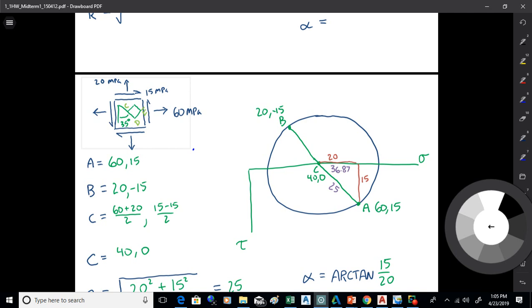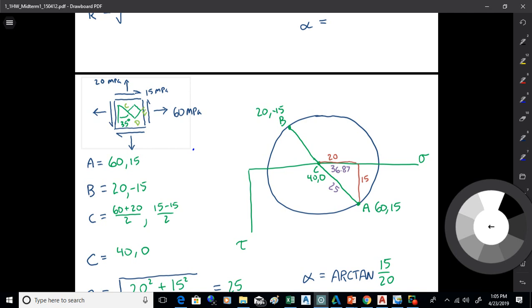You can calculate the y-ordinate, but it doesn't matter. It's always 0, so you can always count on that being 0. So what I have now is a diameter that goes across the circle. It starts at A, (60, 15), and it ends at B, (20, minus 15). The center is at (40, 0).